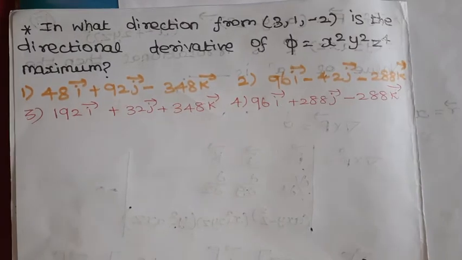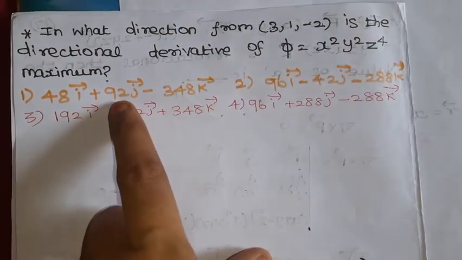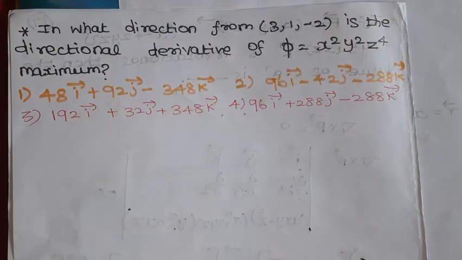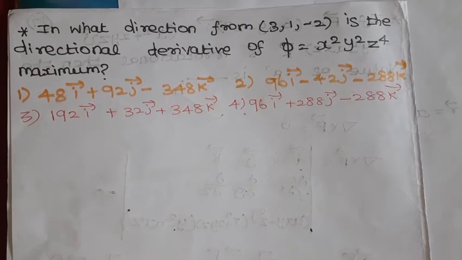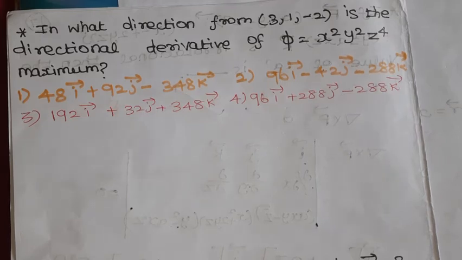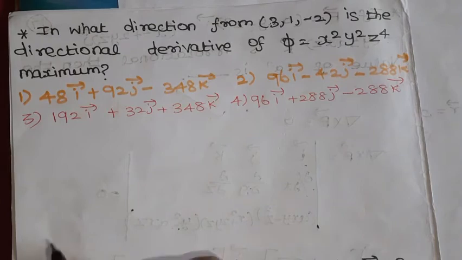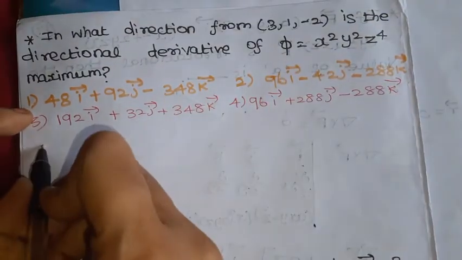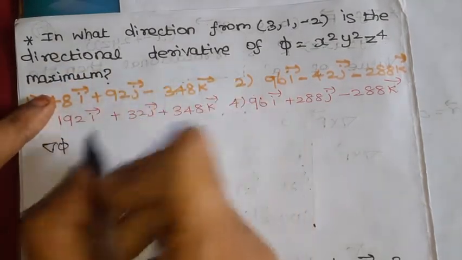Then in what direction from the given point (3, 1, -2) is the directional derivative of phi equal to x squared y squared plus z power 4 maximum? To find this, we need the maximum directional derivative from the given point. So we'll see. The given value is 5. Next, we are going to find del phi, the maximum directional derivative from the given point.